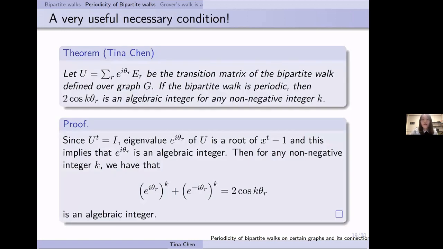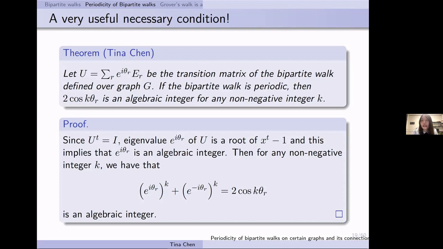In that case, we call the walk periodic, and the smallest such k is the period of your walk. Okay, so now I'm going to give you a very useful necessary condition. That is, if a walk is periodic, then 2 cosine k theta r must be an algebraic integer for any non-negative integer k.